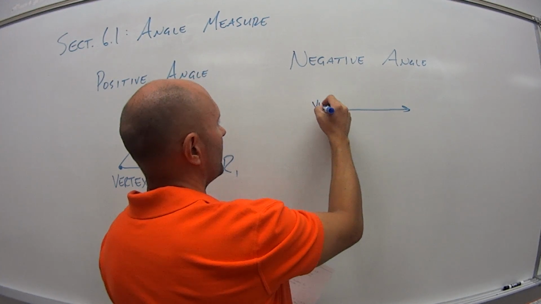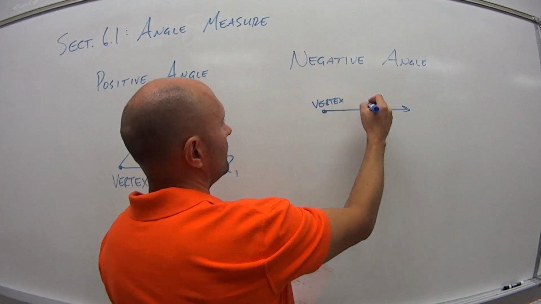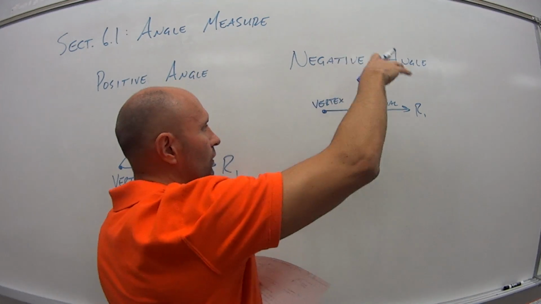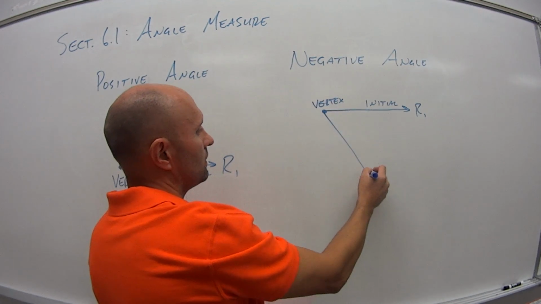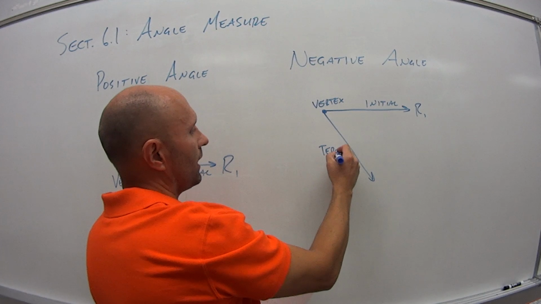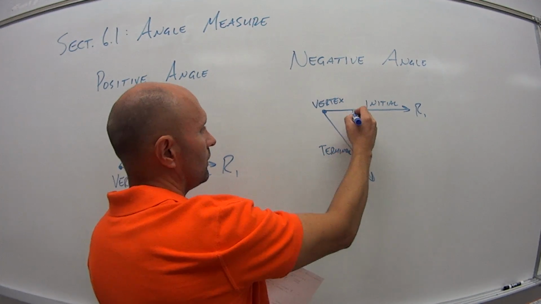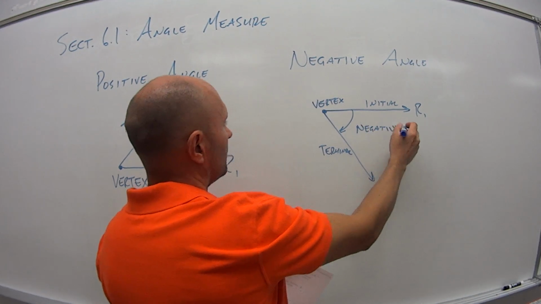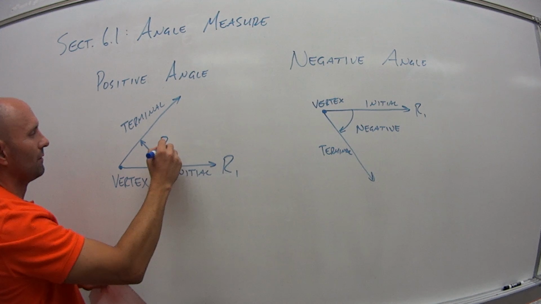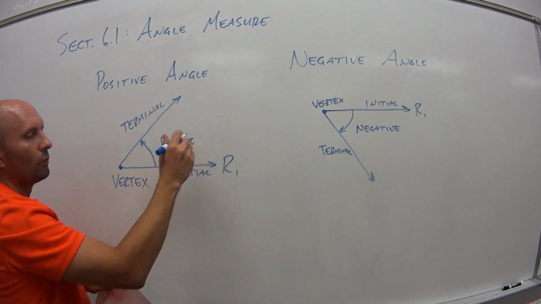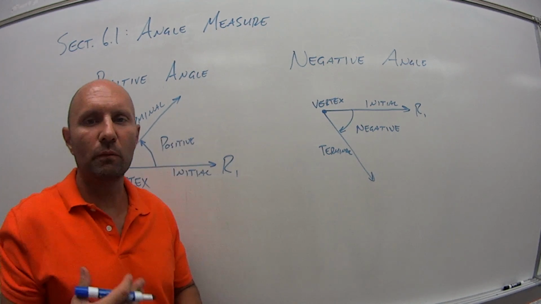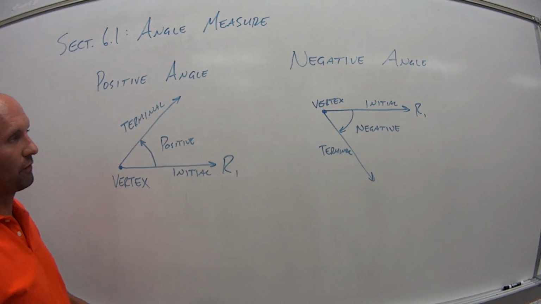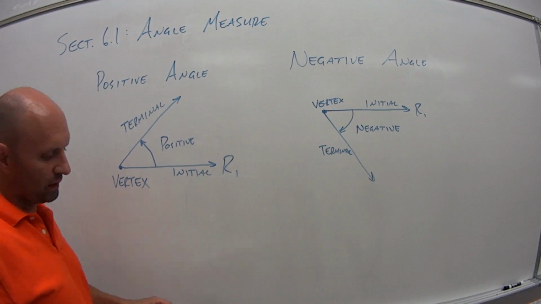If we have our vertex and our initial side are 1, if we're going in a negative direction until we hit the terminal side, this would be a negative angle. This one is positive. So again, this is more of a recall type item, like when we were talking about the unit circle, depending which direction we were going, it gave us either a positive measurement or a negative measurement.